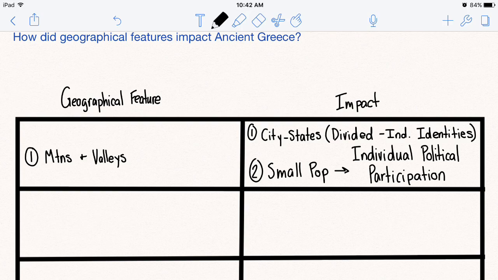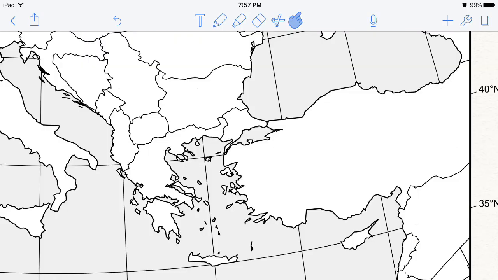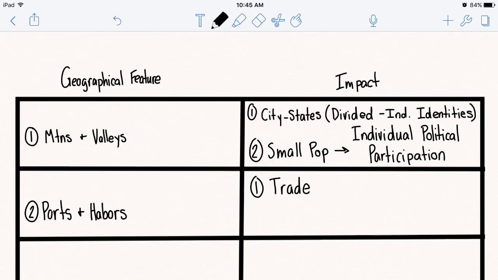For our next geographical feature, we have to go back and look at the map and see that Greece is in fact surrounded by water on pretty much all sides except one. One of the natural advantages of Greece is that it had a lot of naturally forming ports and harbors, so that it was easy to get ships in and out.